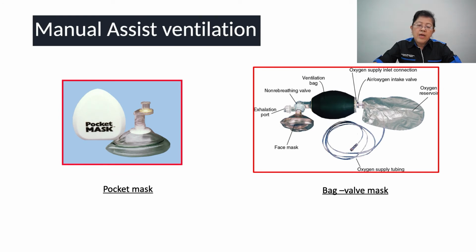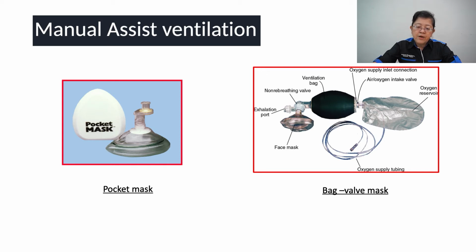When we want to talk about manual assisted ventilation, there are 2 gadgets that you have to understand. One is the pocket mask. Why is it called a pocket mask? Because the mask can be folded and kept inside the pocket. The special thing about the pocket mask is there is a one-way valve here, so it's safe for the rescuer.